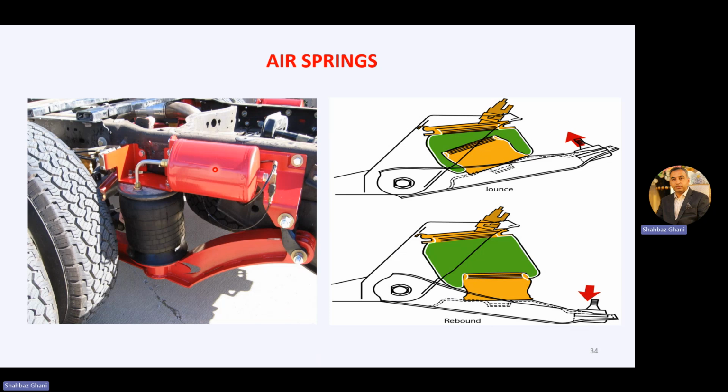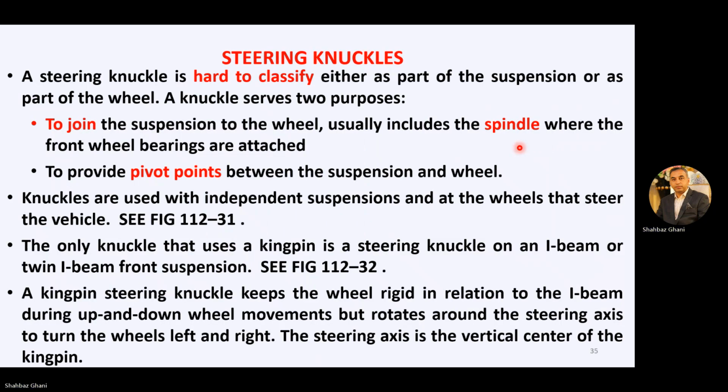The pneumatic system of the vehicle should be strong enough to provide the maximum amount of air pressure required here to have that spring arrangement. Now, after these springs, we come to the steering knuckle, as we have seen in other suspension systems.